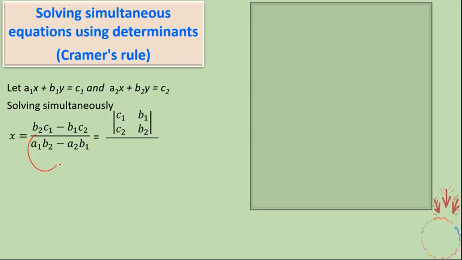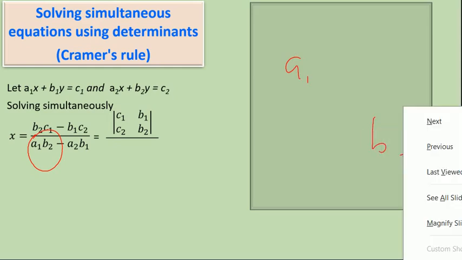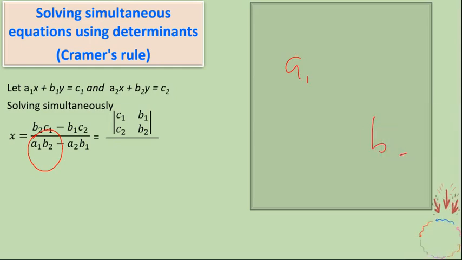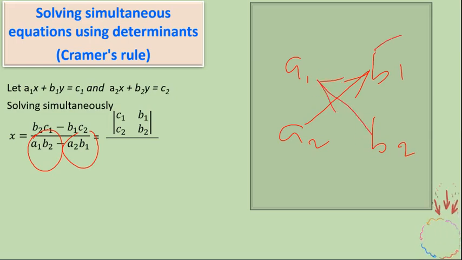This is the leading diagonal. We can write that as A1, and then this side as B2. And then this is the second diagonal. We can write that as A2, and then we have B1. This is B2. Now remember, this is the second diagonal. That direction is minus. And this is the leading diagonal. That direction is positive. So now we have that.